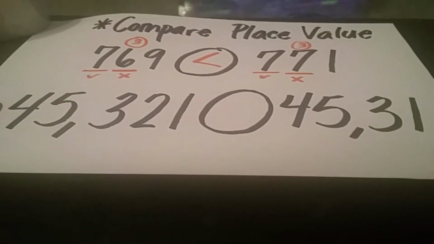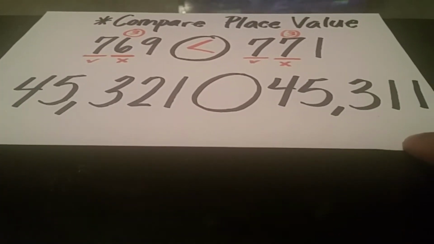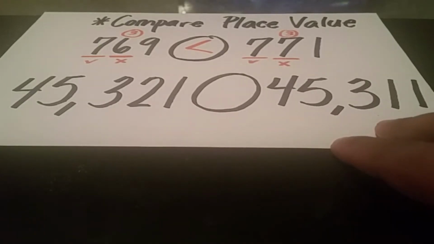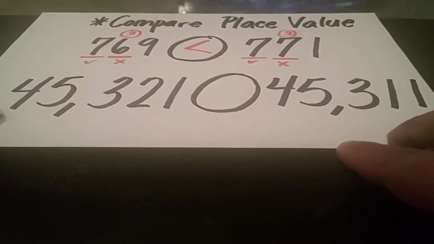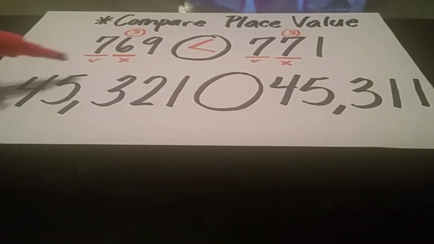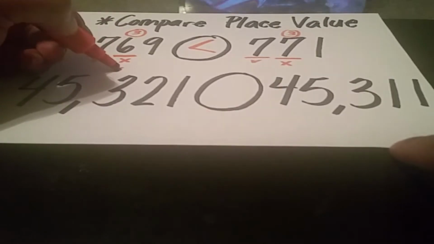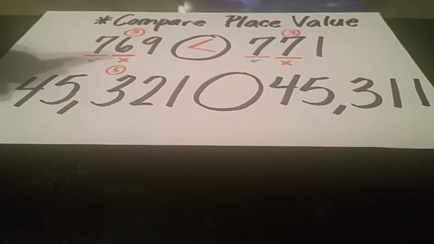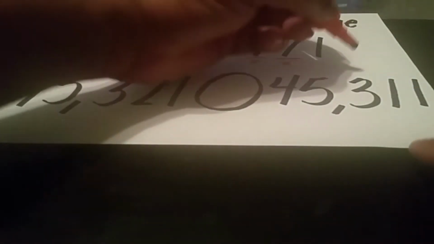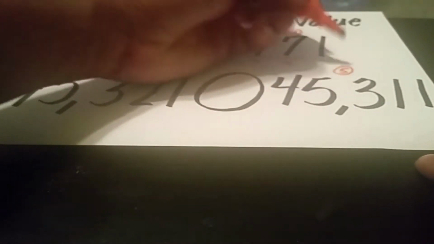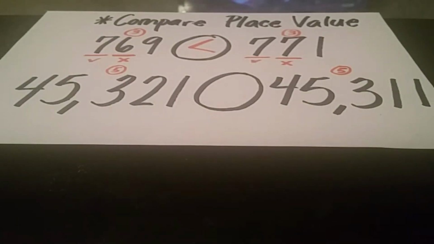Let's try it with some larger numbers. I'm going to do the same thing. I'm going to count my digits. I would simply say 1, 2, 3, 4, 5. Write my 5 here. And here, 1, 2, 3, 4, 5. Write my 5 here. Now I know they have the same amount of digits.